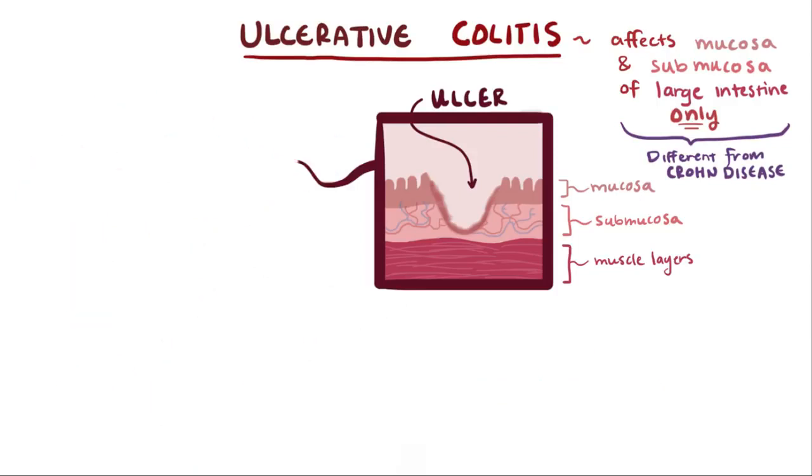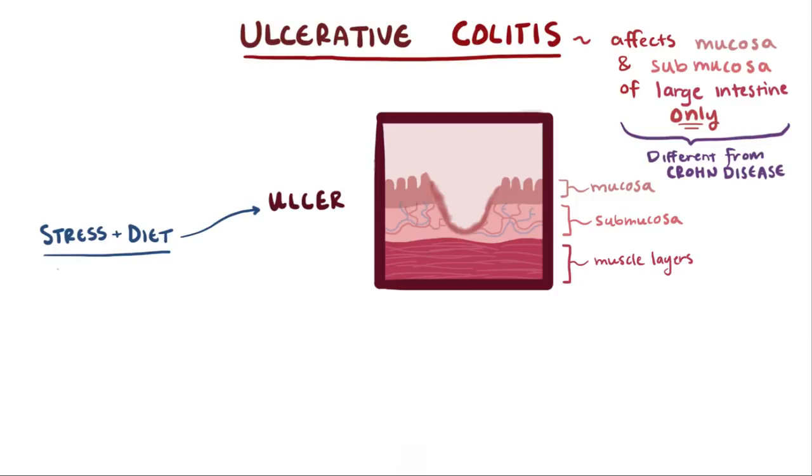Now, although certain environmental factors like diet and stress were once thought to be the culprit behind these ulcers forming in the gut, now it's thought that these are more secondary, meaning they seem to make symptoms worse, but ulcerative colitis is now ultimately thought to be autoimmune in origin.